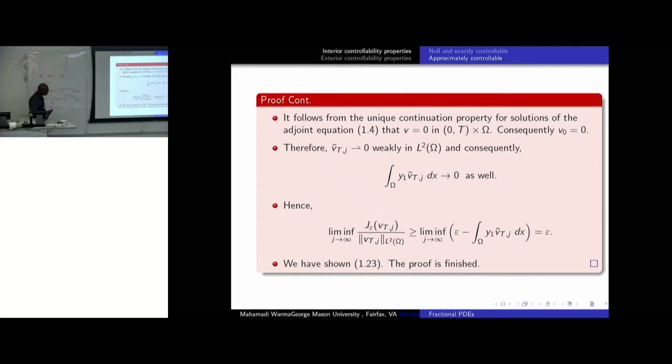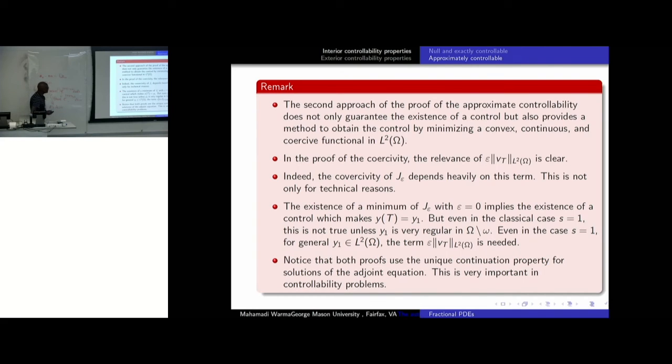Here is very nice because you can always construct what is your control function. Then, like say, the second approach does not only guarantee the existence of a control, but also provides a method to obtain the control by minimizing a convex, continuous, and coercive functional on L2. But in the proof, this term is the most important one, the term where we put epsilon norm of Vt in L2, because the coercivity depends heavily on this term.